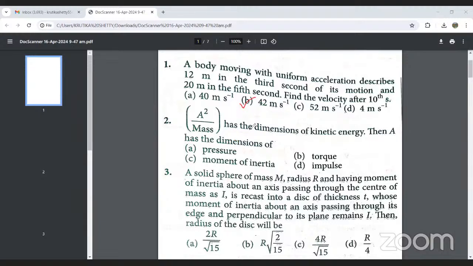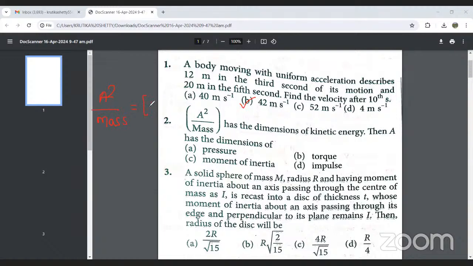A square divided by mass has the dimension of kinetic energy. Then A has the dimension of what? Can you calculate this? The equation given is A square divided by mass. We don't know what A is here, but this quantity has the dimension of kinetic energy.